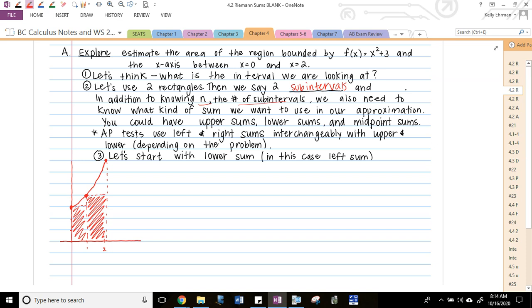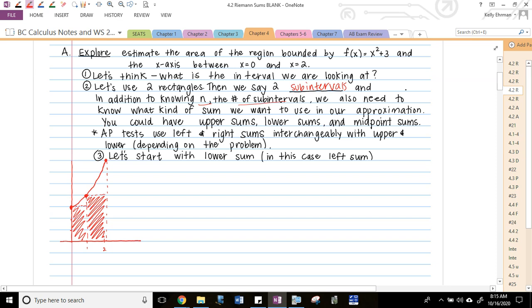We could have upper sums, lower sums, and midpoint sums. This would be considered a lower sum because if you look at this, the area that I'm going to get is going to be lower than the actual area. Also, the rectangles are contained underneath the curve.